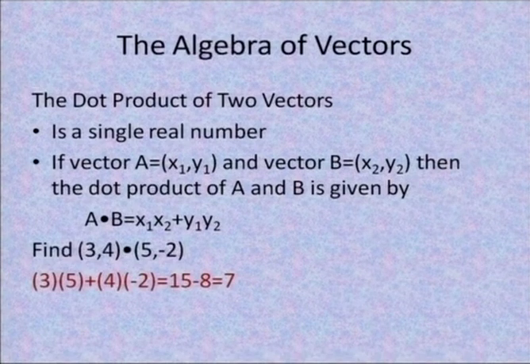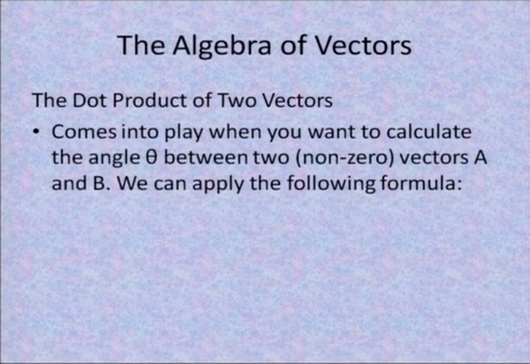Well, okay, so great, the dot product is 7. What are we going to do with that? Well, here's what we're going to do with it. The dot product comes into play when you want to calculate an angle between two non-zero vectors. Certainly if a vector is a zero vector, there's not much of an angle there.